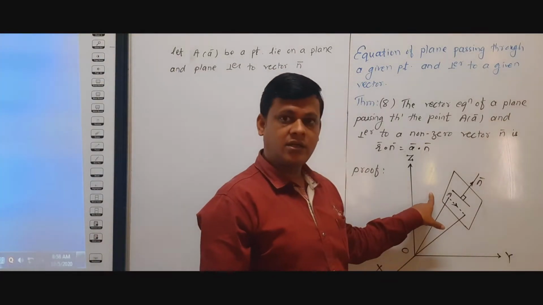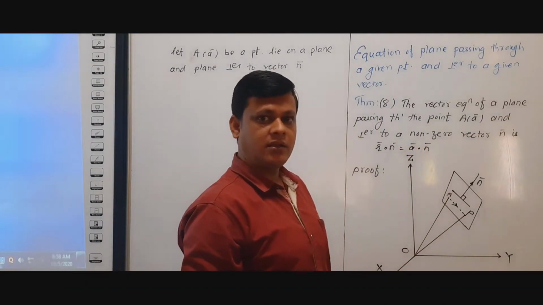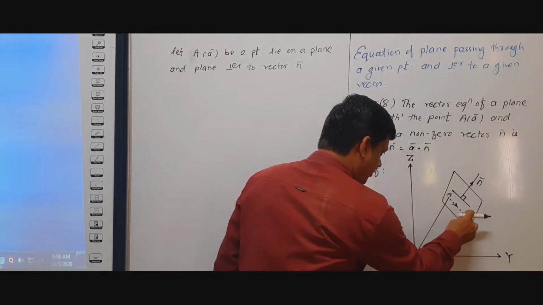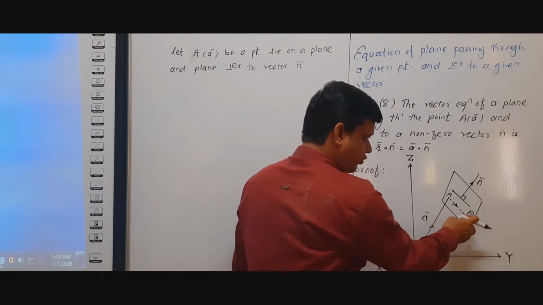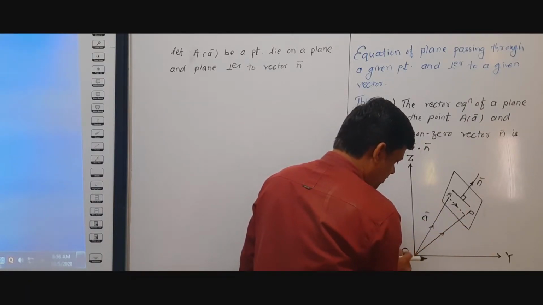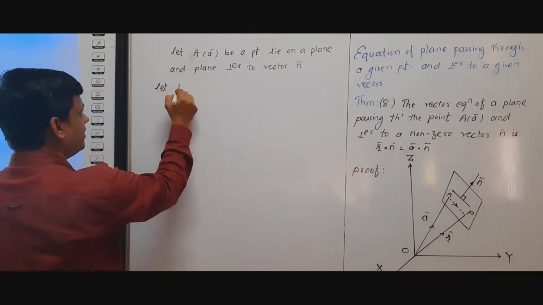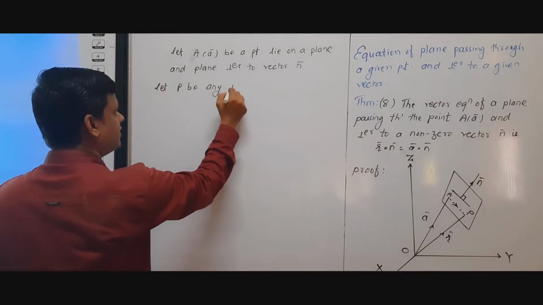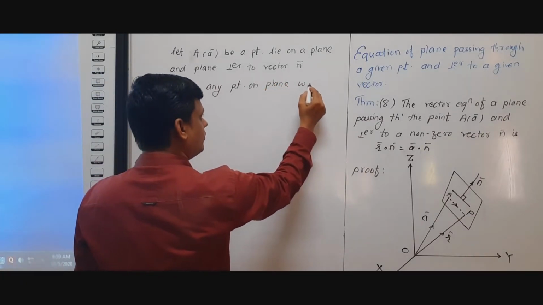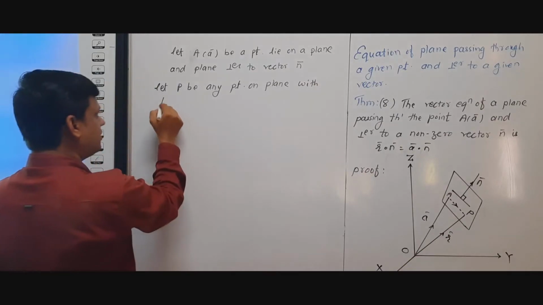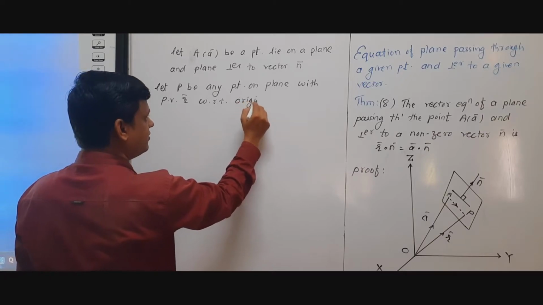We consider here a point P, any point P other than A. So we write the position vector of this point A with respect to O as a bar, and the position vector of point P with respect to O as r bar. So we write here, let P be any point on the plane with position vector r bar with respect to origin O.